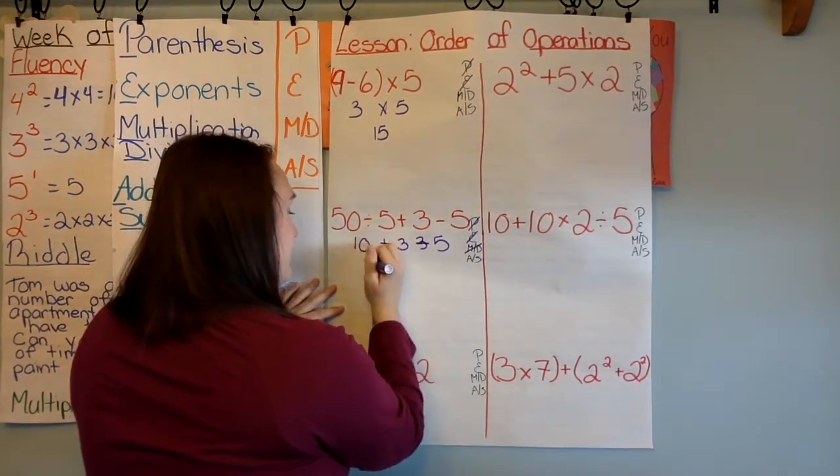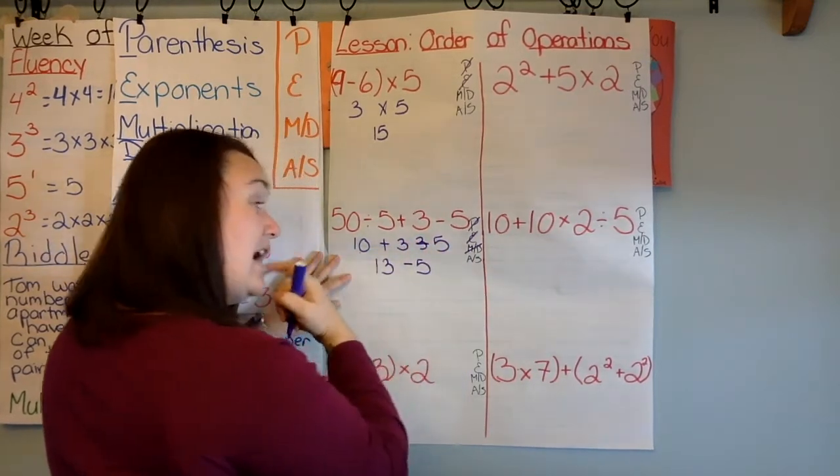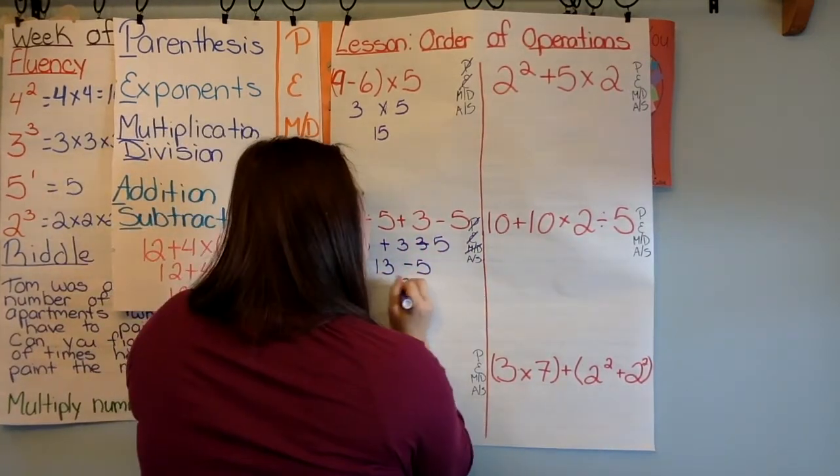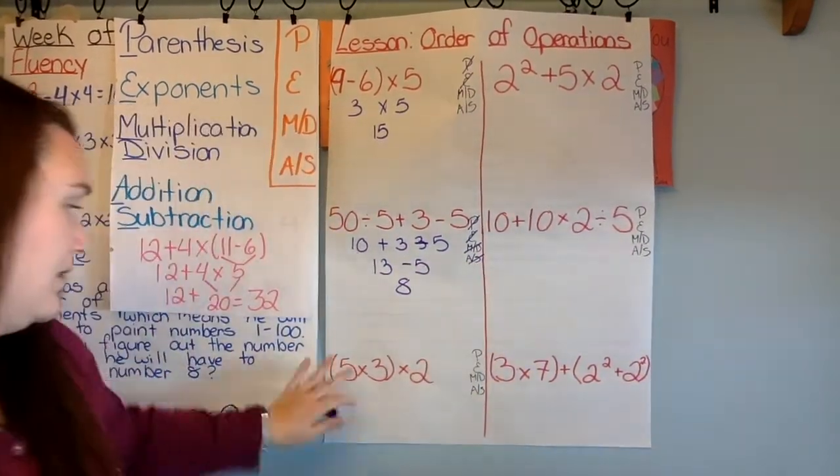10 plus 3. 10 plus 3 is 13 minus 5. And that answer is 8. So then I'm done. So I'm finished with my problem.